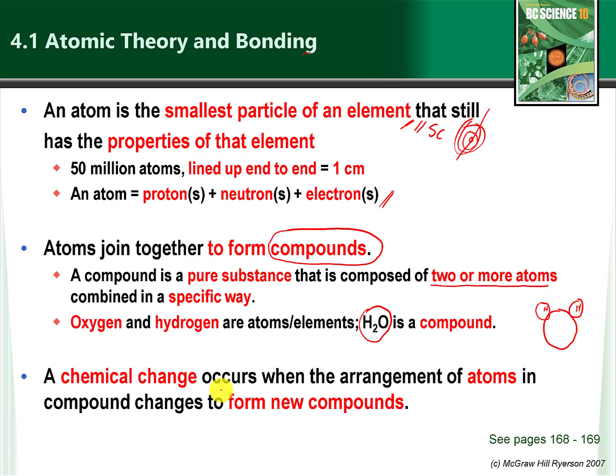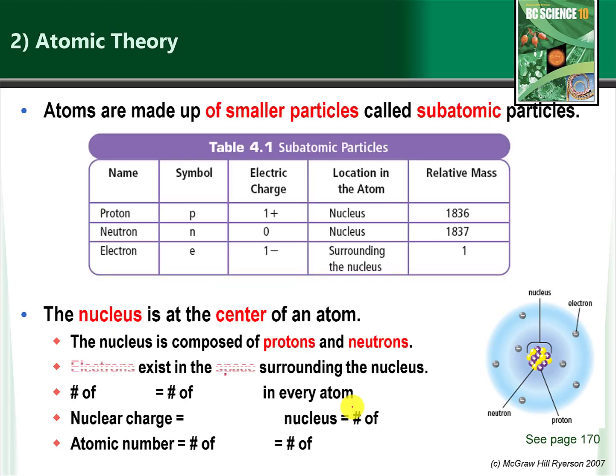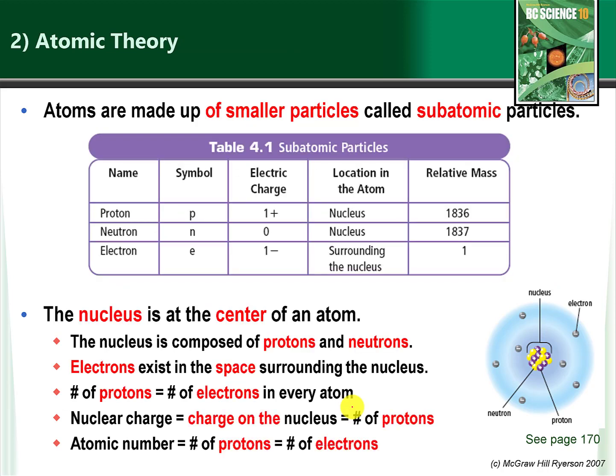Okay, a chemical change occurs, and we're going to be studying a lot about chemical changes, when we rearrange these atoms to form different compounds. We went over this, that the atoms are made up of protons, neutrons, and electrons. The symbol for a proton is P, the symbol for a neutron is small n, and the symbol for electron is e. Sometimes you'll even see P plus, N 0, and E minus, because they're sometimes putting in the charges there.